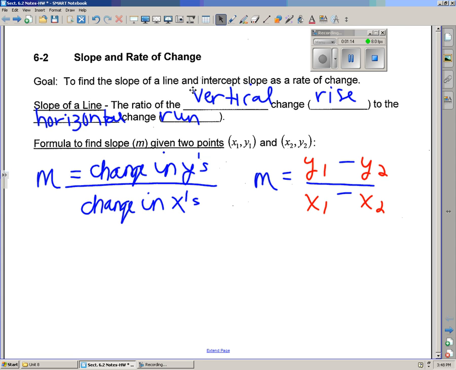A lot of textbooks show it to you from point 2 to point 1. It really doesn't matter the order that you go. I just tend to go from left to right, but you'll see a lot of books that'll have still the change in the y's over the change in the x's, but they'll do it as y2 minus y1, x2 minus x1. Again, it doesn't matter which formula you use as long as you are putting the y's on top no matter what, and you're consistent with the point that you start from.